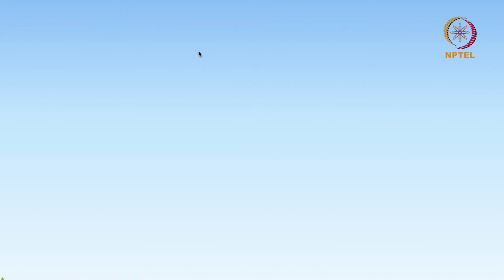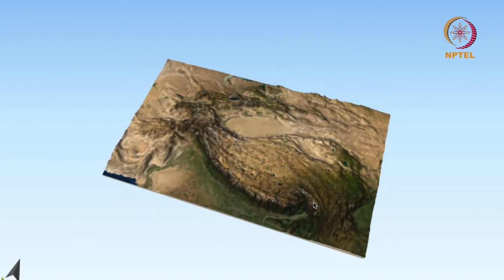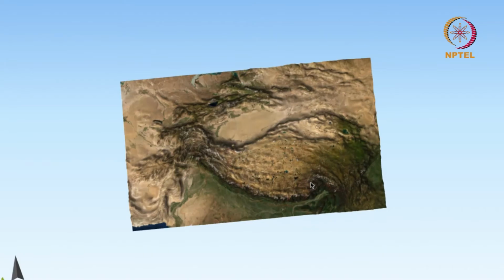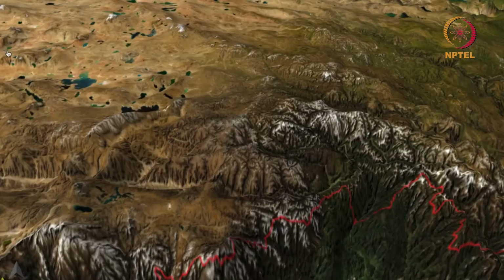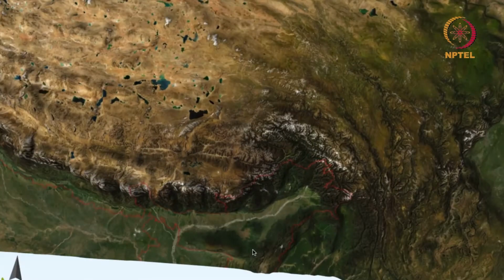So let us now zoom out. Before the Himalayas came into existence, this area was the Tethys Sea, and the Brahmaputra river was flowing like this. Considering that we do not have the Himalayas here, the Brahmaputra river would have fallen into the Tethys Sea.